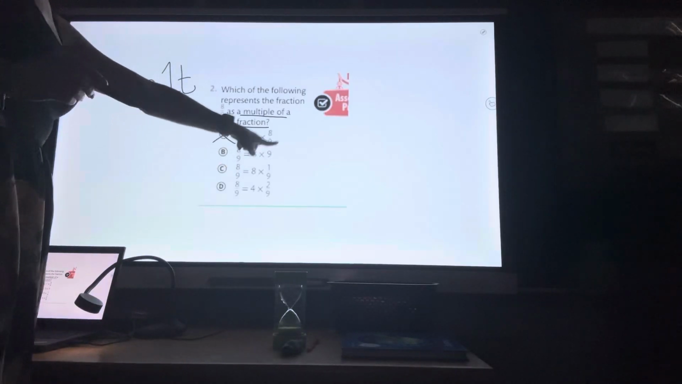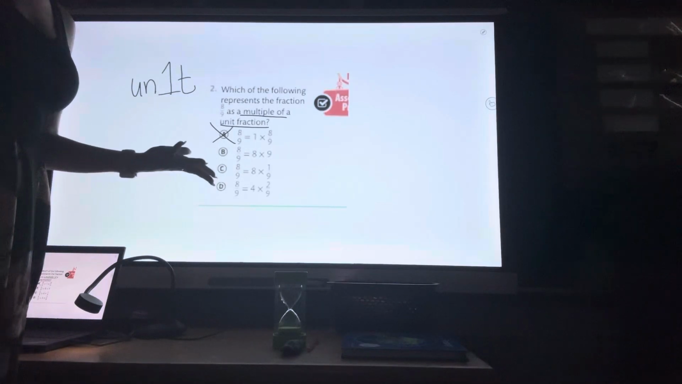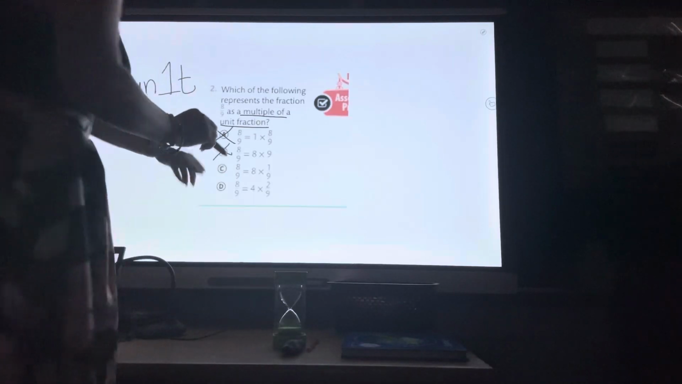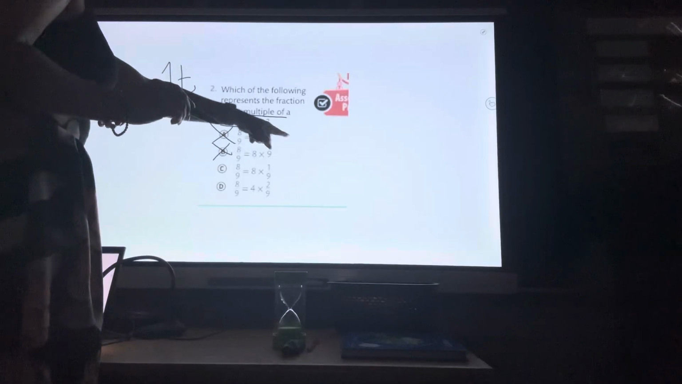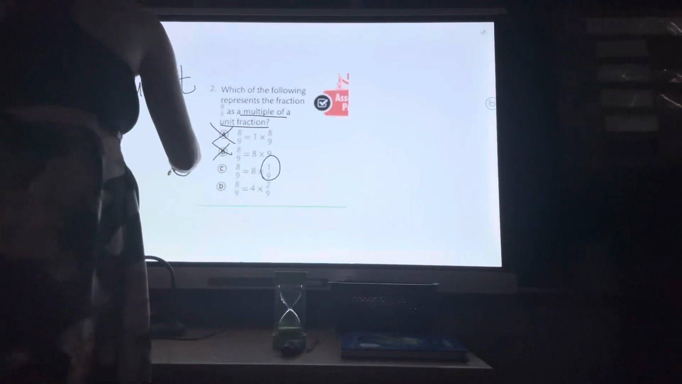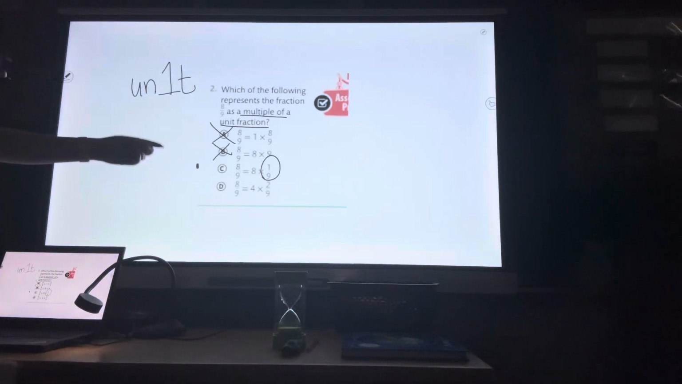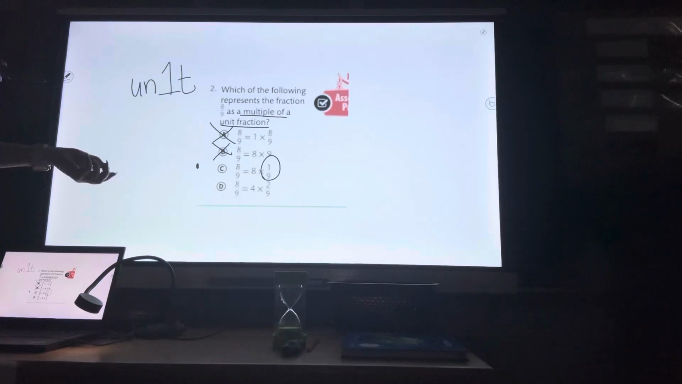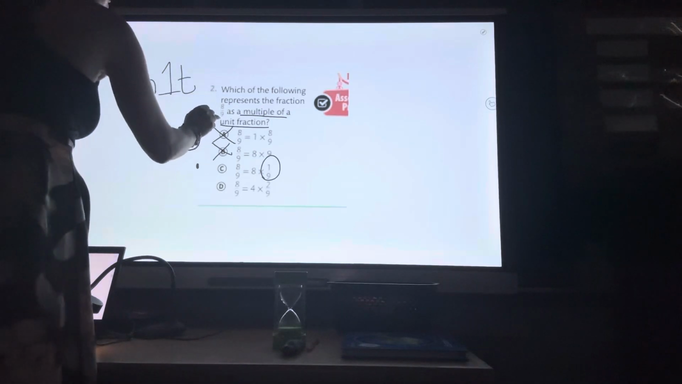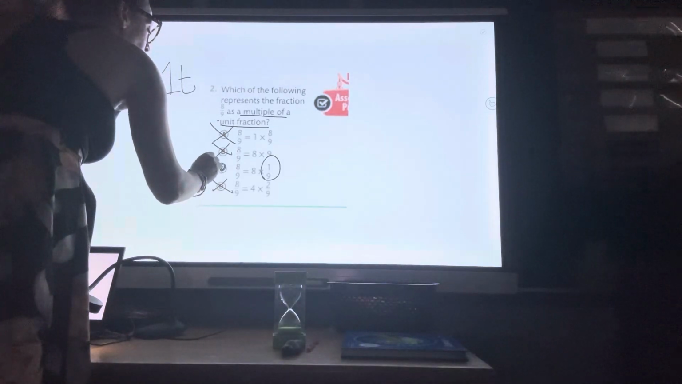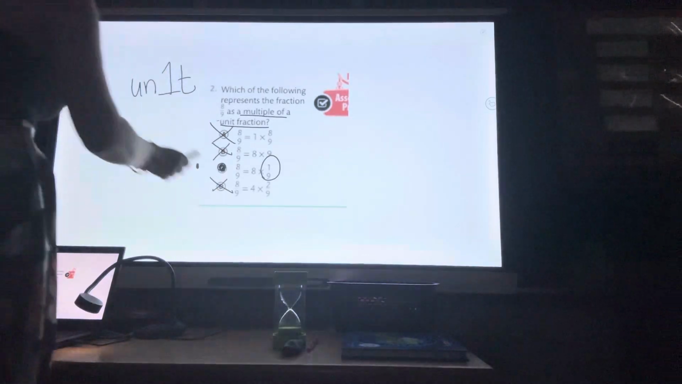8/9 is equal to 8 times 9. Well, that's just wrong math. 8 times 9 is 72. Okay. 8/9 is equal to 8 times 1/9. Well, 1/9 I know is a unit fraction. So that is a possibility. And my last one is 8/9 is equal to 4 times 2/9. Well, 4 times 2/9 is 8/9. However, it is looking for a unit fraction. It was very specific in its directions. So our answer is C.